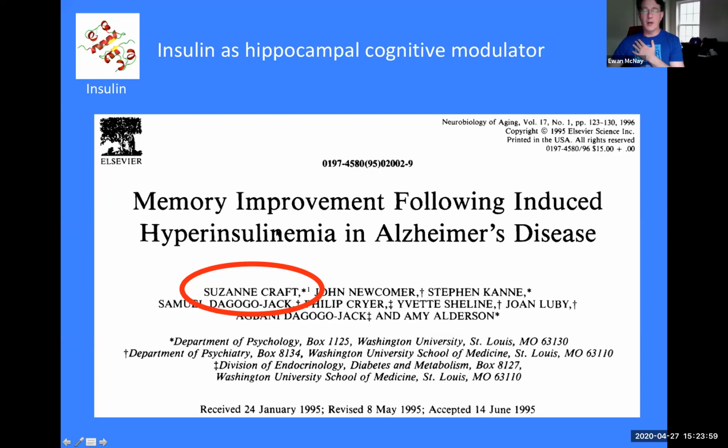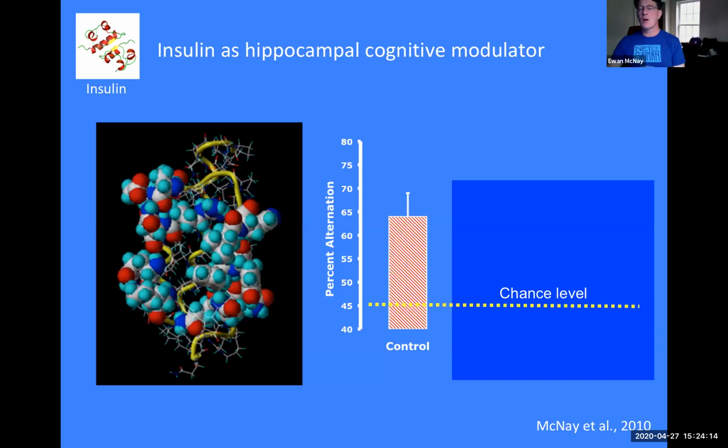She gave a whole bunch of extra insulin into Alzheimer's disease patients. And so, yeah, they improved their cognition. The study was massively confounded by the fact they also had like 10 times as much glucose in the brain. The point was the field started thinking about brain insulin responsiveness.